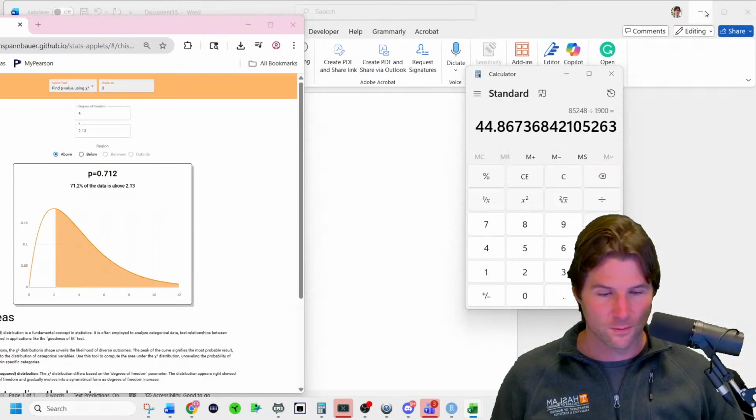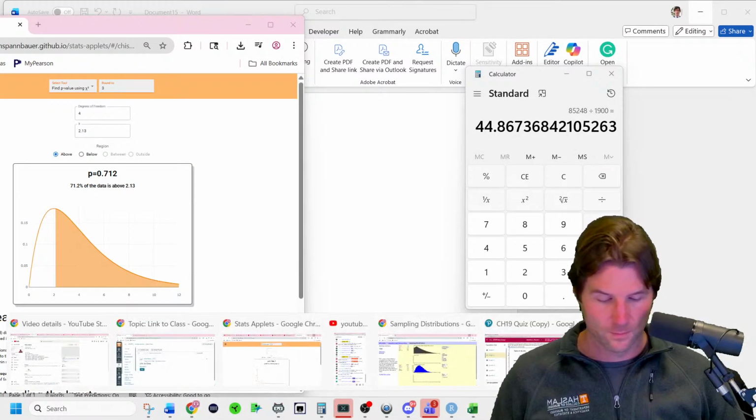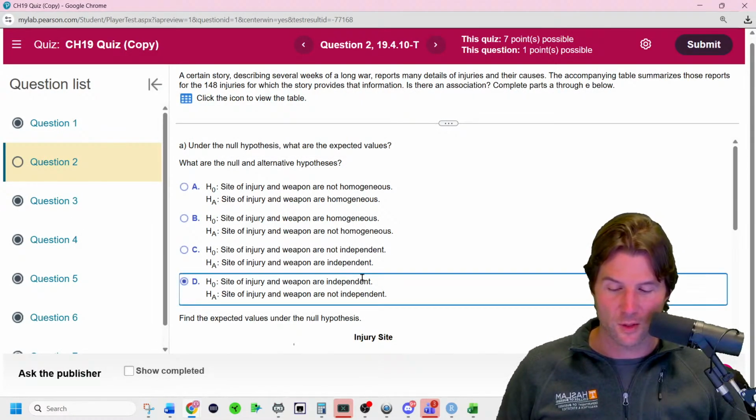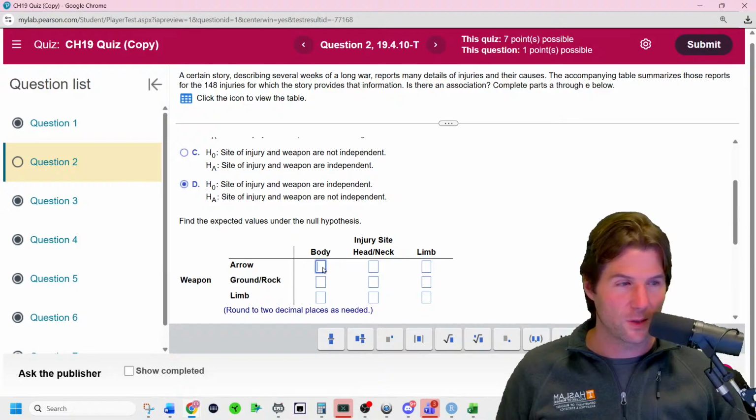Okay. Where'd the question go? And the null hypothesis is that they're independent. The alternative is that they're not independent. We can enter in all of our expected cell counts right here.